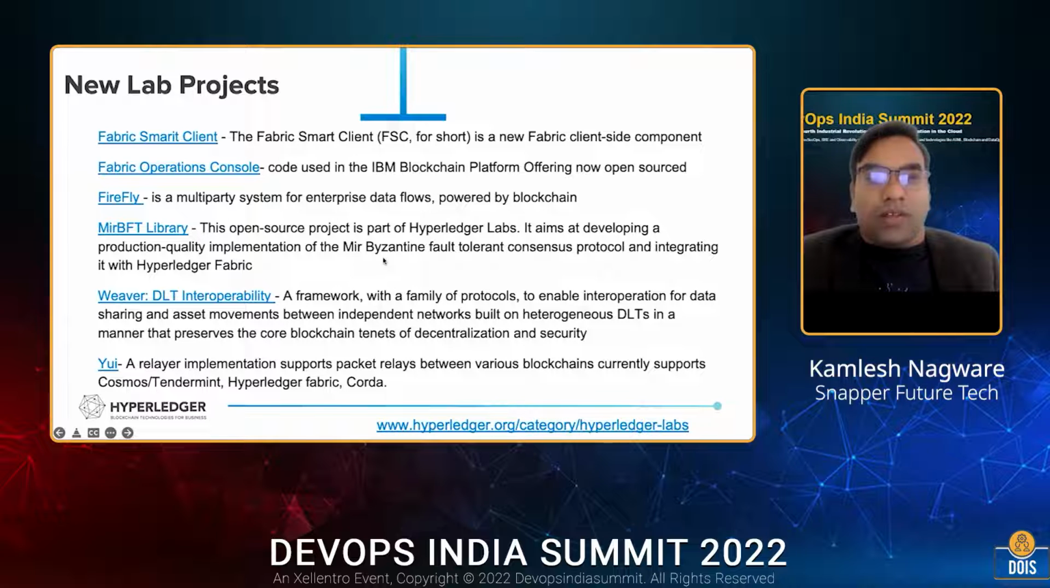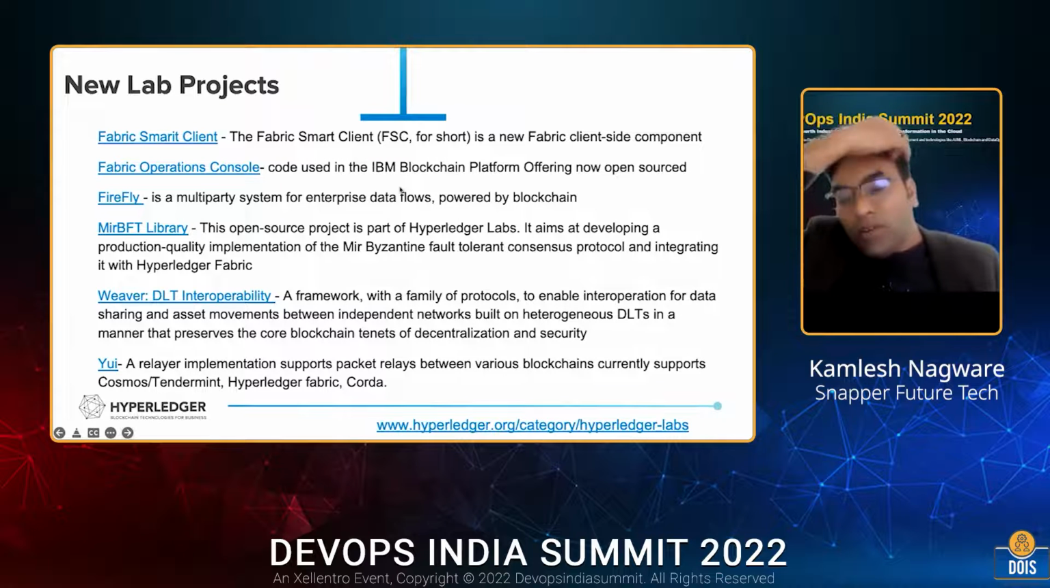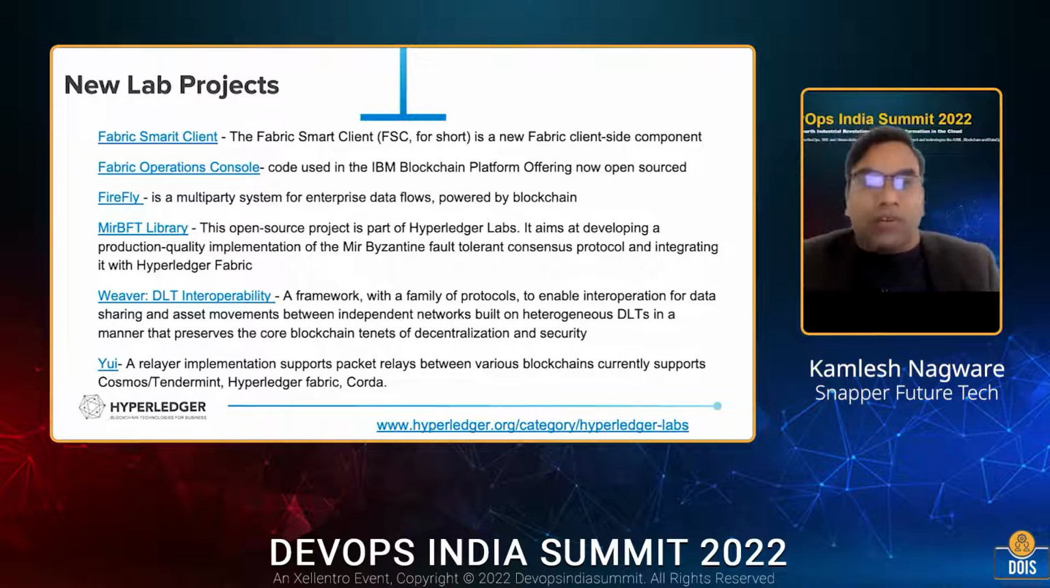So there are a number of projects and code contributions by different companies. Like this is the Fabric Operations Console, which was contributed by IBM. IBM has their own automated blockchain platform called IBM Blockchain Platform, and they open sourced their blockchain management console to the Hyperledger community. So anybody can build their own operation console and operational tools to operate the Fabric blockchain network.